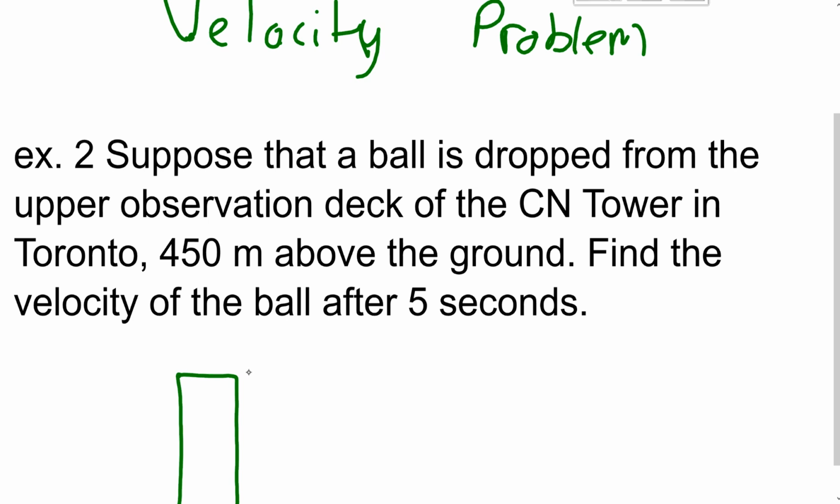So I drop a ball off a building, and it's 450 meters high, and we want to find out what is the velocity of the ball. As it drops, it's going down, and it has a velocity all the way down. So we want to know at exactly 5 seconds, what is the velocity of the ball at that time. Usually when we find velocity, we're talking about speed, right? And speed equals distance over time.